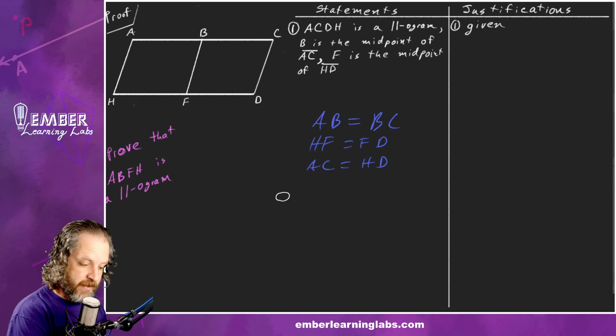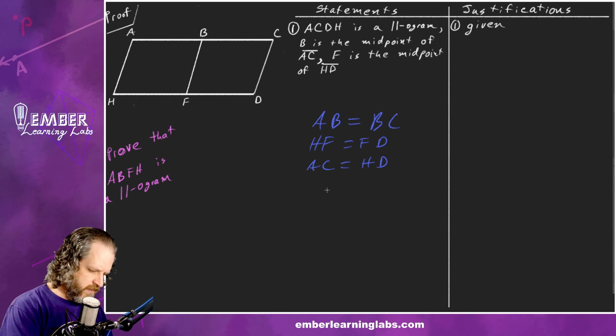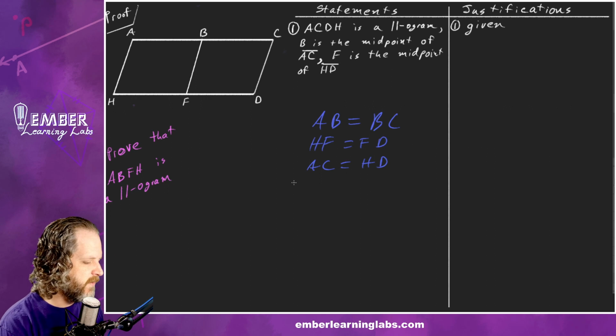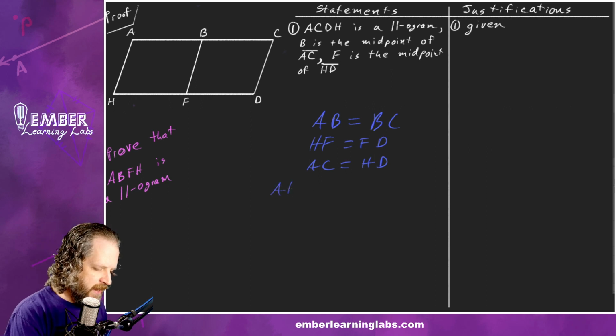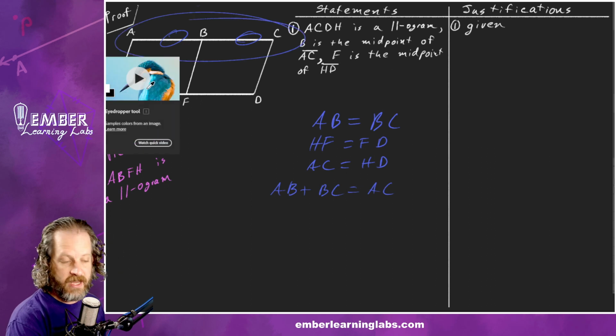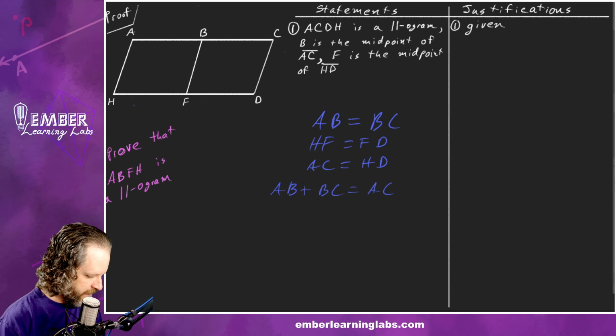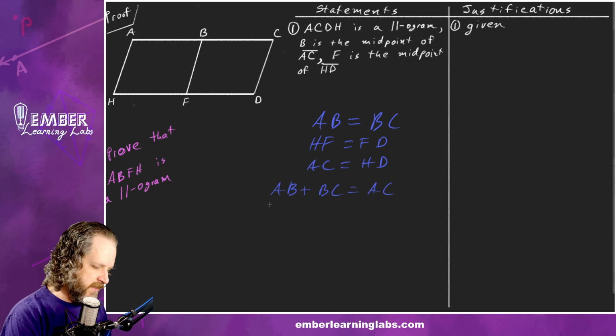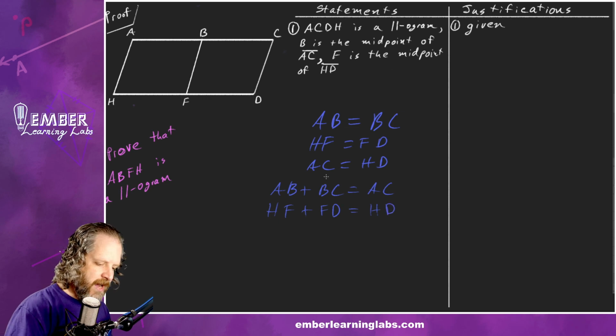Well, I've got some segment addition. I already said something about that earlier, right? So I can say that AB plus BC equals AC, right? This little one plus this little one equals the big one. Segment addition, straight up. That's easy peasy. I can definitely say that. I can say the same thing on the other side. So HF plus FD equals the big one, so HD, right? Now, I've got some things happening.